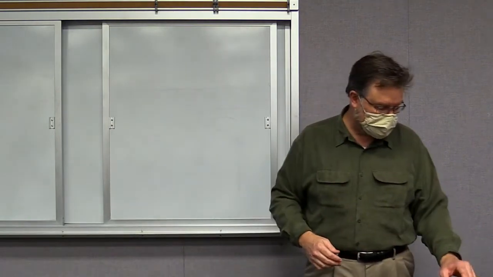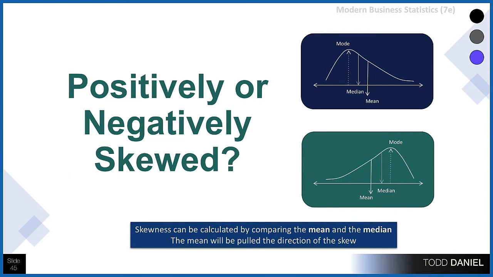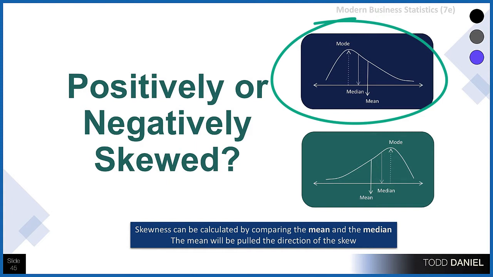So let's reinforce this idea. As you look at this scale, is this a positively or negatively skewed curve? Positive skew, the tail is pulled out to the positive end.